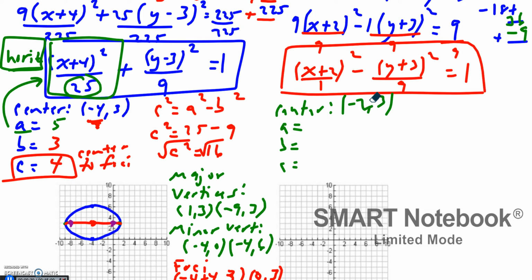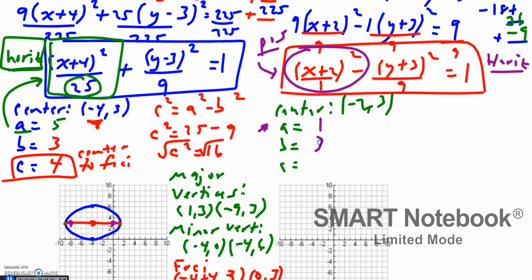So this time, if you are dealing with a hyperbola, in an ellipse the biggest number determines what type it is, but in a hyperbola it's whatever is the positive term. In this case, it also happens to be x. So the positive term determines what type of hyperbola it is. Again, this shape is horizontally based, and that leads to the a term. So the a term this time is the square root of 1, or 1. The minor axis is the square root of 9, or 3.